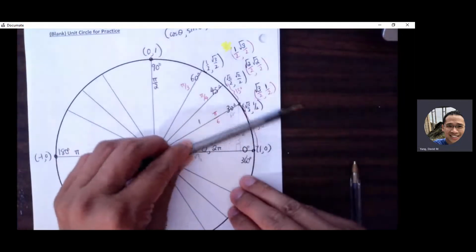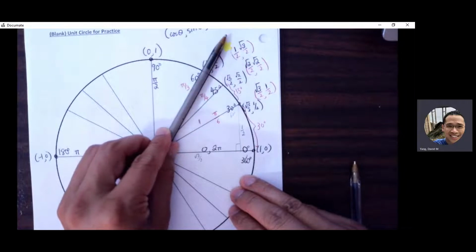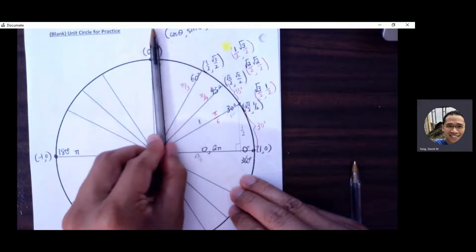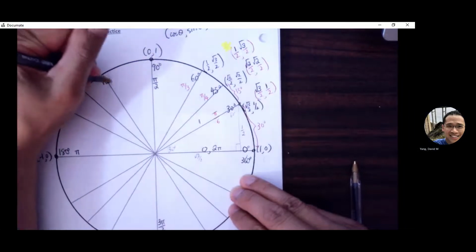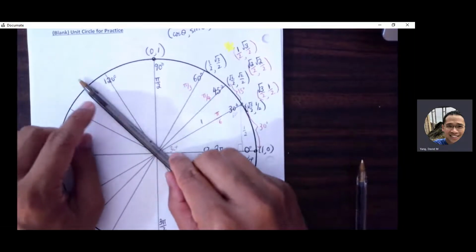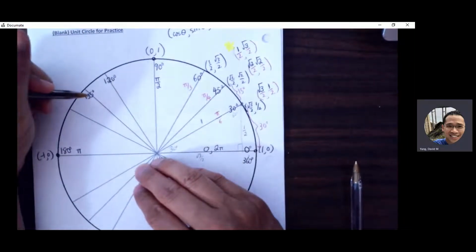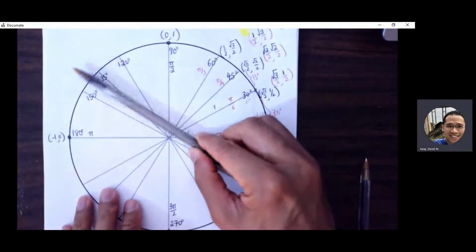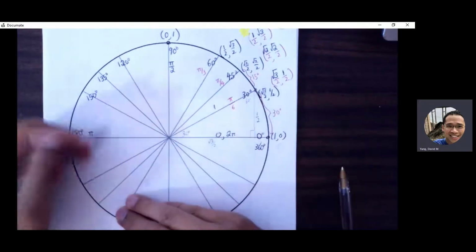So if I start at 0, plus 30 is 30, plus 15 is 45, plus 15 is 60. Big gap, so that's 30 degrees. 60 plus 30 is 90. Another big gap. 90 plus 30 is 120. Little gap. These are all 15 degrees. So 120 plus 15 is 135. Another small gap. 135 plus 15 is 150. Now big gap. 150 plus 30 is 180. Another big gap. 180 plus 30 is 210.